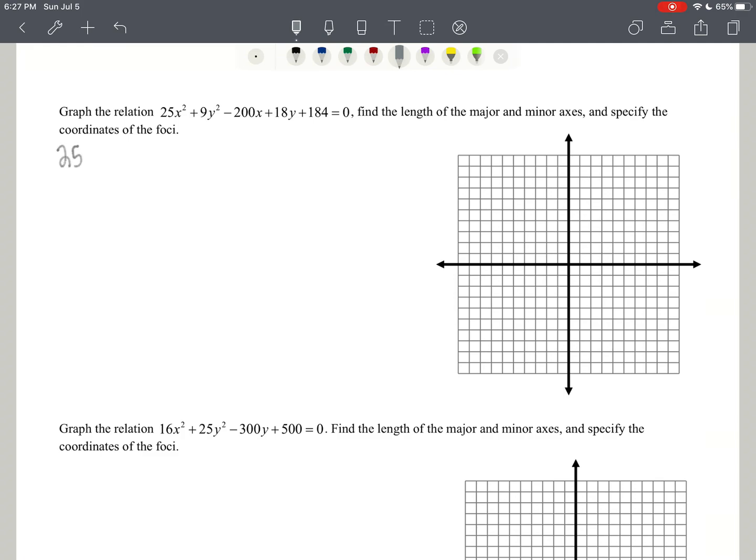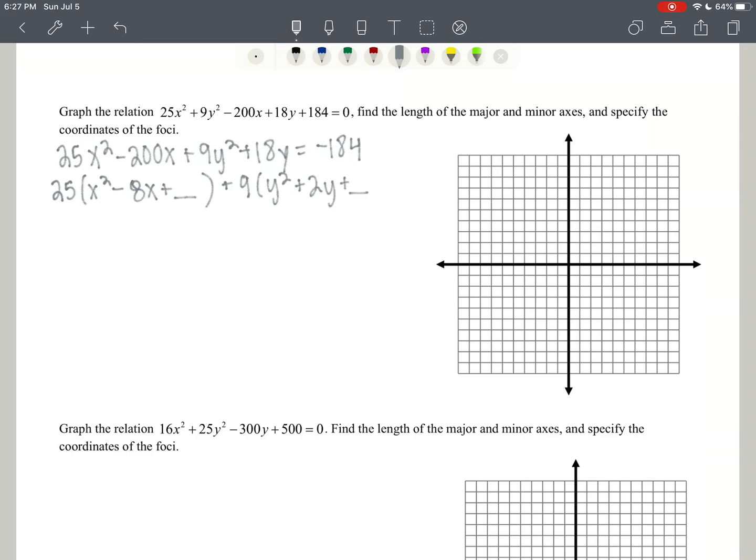First step is always to try to put it into what we sometimes call vertex form. So we group our x's, we group our y's, we get our constant to the opposite side. So we factor out the 25, get ready to complete the square, factor out the 9, again, get ready to complete the square. And then 25 times 16, that's 400. So I'm going to add 400 to the opposite side. And then, of course, that's just adding 9.